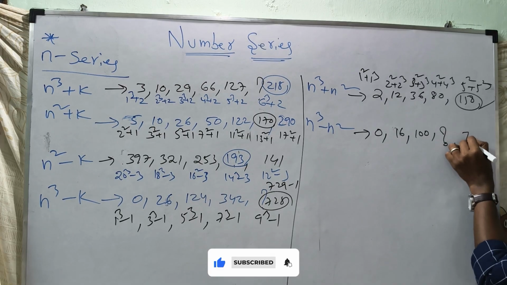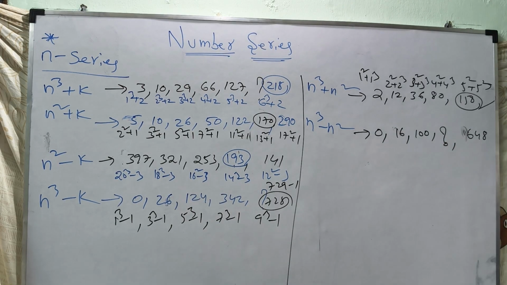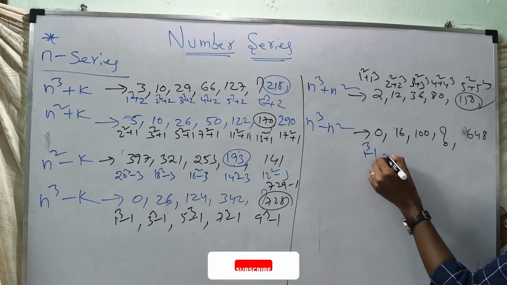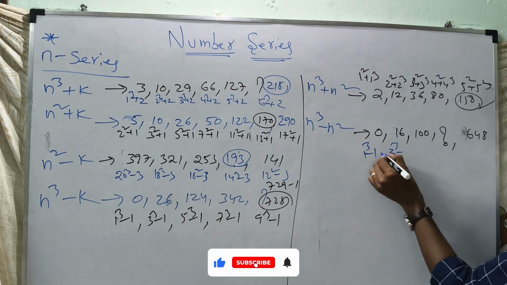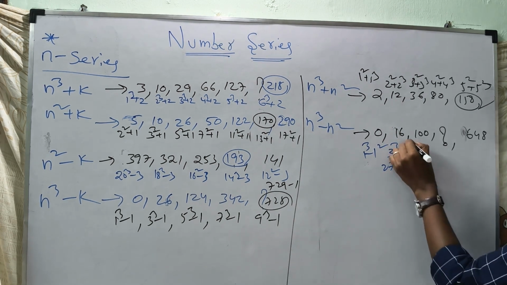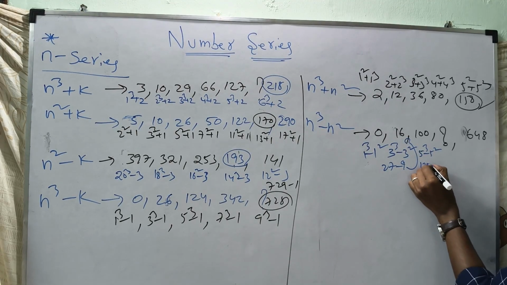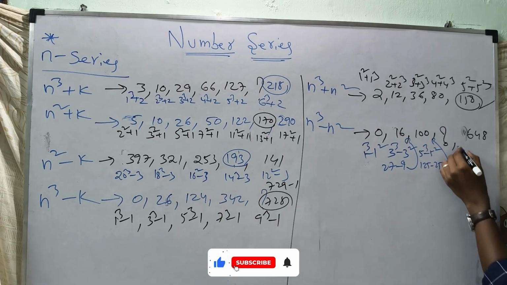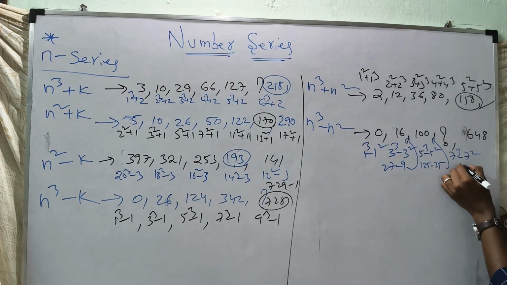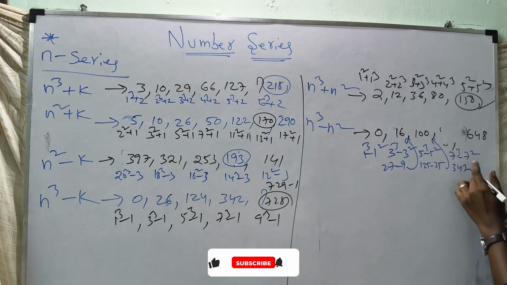Okay, now 648. Here, how to find out this question? See again, here you can write, this can be 1 cube minus 1, correct? 0. Now this one, 3 cube minus 3 square, 27 minus 9, it gives 18. Okay, now this one, 5 cube minus 5 square, correct? 125 minus 25, it gives 100. Now next what? According to the same pattern, 7 cube minus 7 square, because odd numbers. So 343 minus what? 49, it gives how much?